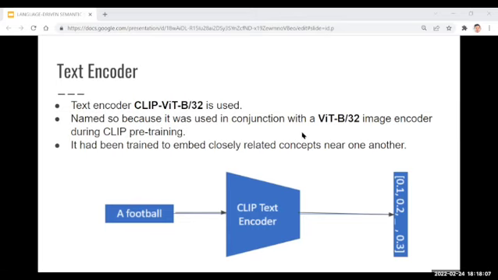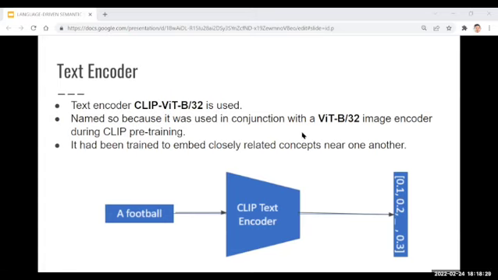And why do they call the text encoder CLIP ViT-B/32? When CLIP pre-training was done, it was used in conjunction with the ViT-B/32 image encoder.